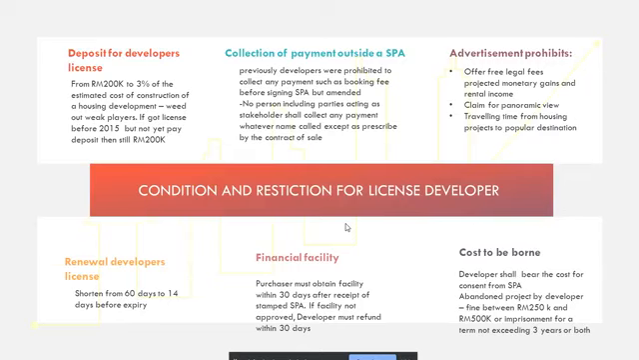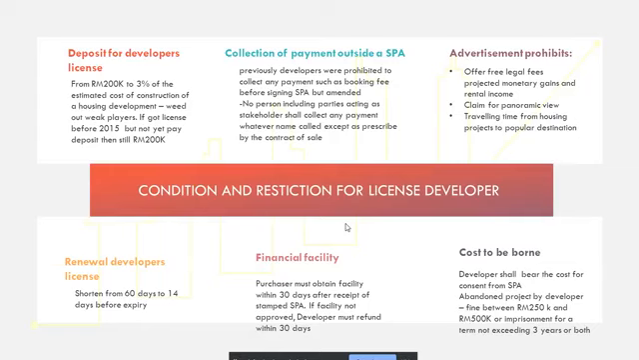So of course for advertisement prohibit. So of course the developer need to market their housing project through advertisement. So but there are conditions to the developer in advertising, such as advertising the offer free legal fee, project monetary gains, rental income. Benda macam tu kita tak boleh buat lah. Claim for panoramic view tak boleh buat. Travelling time from house project to popular destination. So kita tak boleh mention macam tu lah dalam advertisement kita lah.